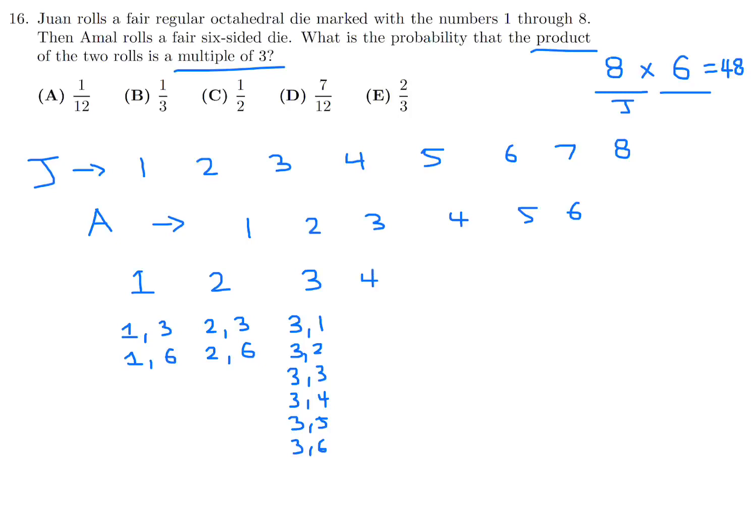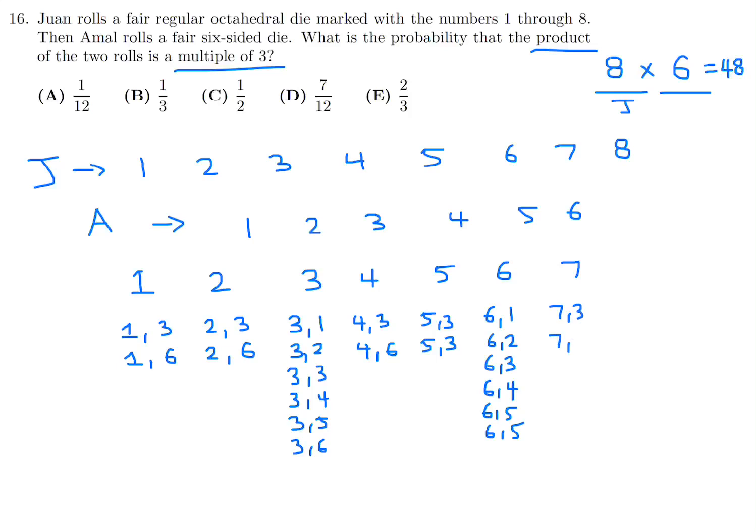Moving right along, if Juan rolls a 4, Amal would have to roll a 3 or a 6. Okay? If Juan rolls a 5, Amal again would have to roll a 3 or a 6 in order for that product to be a multiple of 3. If Juan rolls a 6, well, 6 is a multiple of 3 itself, so anything that Amal rolls will satisfy the condition. All right? And 7, for Juan, Amal would have to roll a 3 or a 6. And finally, 8, for Juan, Amal would have to roll a 3 or a 6.